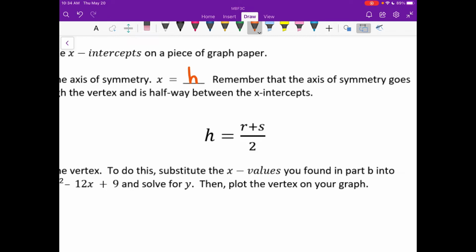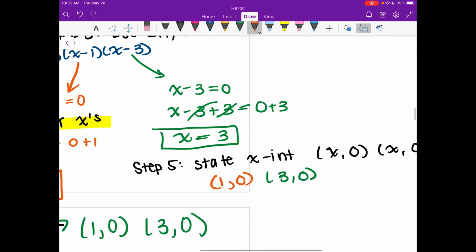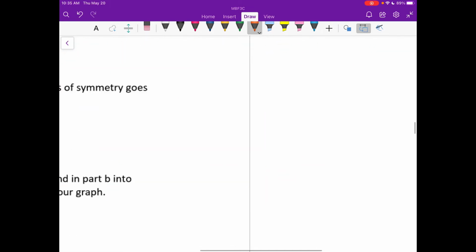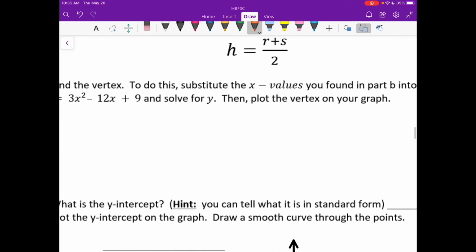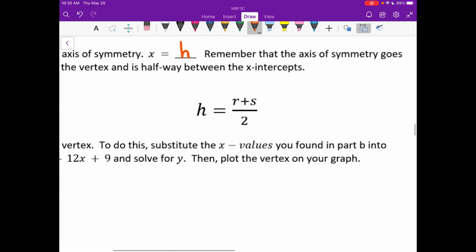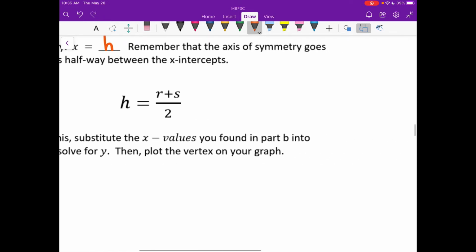So what we can actually do is we can take our two x-intercepts, our x1 and our x2 over here, and we can add them together and divide by 2 to get our axis of symmetry. So another equation for the axis of symmetry is x equals r plus s divided by 2. So if you take your two intercept values and divide by 2, that'll give you your axis of symmetry. So let's do this.